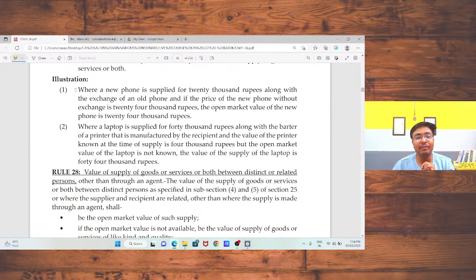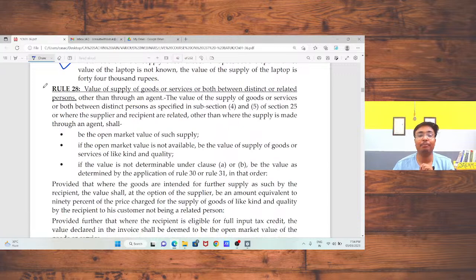The same example which is here I had already taken, so you may read the example. So this is the scenario, that rule number 27 is applicable in that case in which money plus monetary value. Second, the value of goods. How will the ITC on such valuation be claimed?